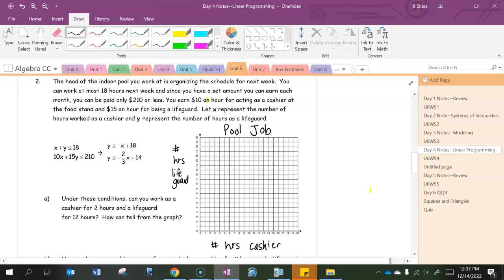And also I think it's helpful to put how much money you're making for each job on the axis. So our cashier was $10 because we'll use that in a little bit, and the lifeguard was $15. All right, now let's go ahead and graph. Y-intercept up at 18, slope of -1, so down 1 over 1. Okay, so that's just this inequality right here, and that's a less than. Oh, first I have to draw my line. It's going to be solid because I have that equal to, and it's a less than, so I'm shading below.